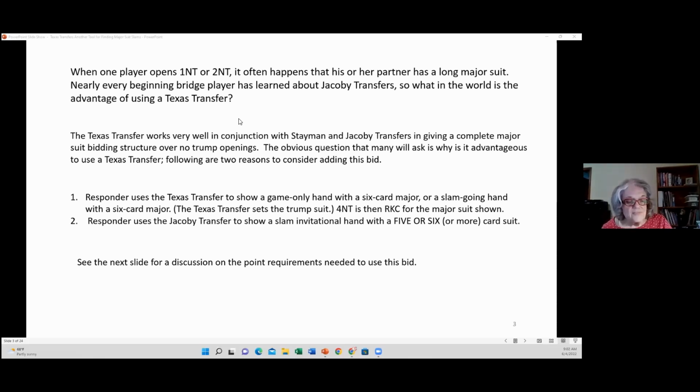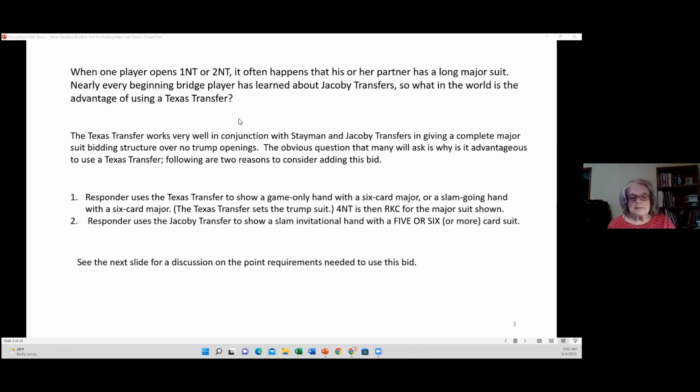The Texas transfer sets the trump suit because there is a known 8-card fit. Now, because it sets the trump suit, in the 5% of cases where responder has enough that he knows that slam is in the offing and he wants to rebid 4 no trump, that's now key card or Blackwood, whichever you play, for the indicated major suit. It's no longer quantitative because we have agreed a trump suit.